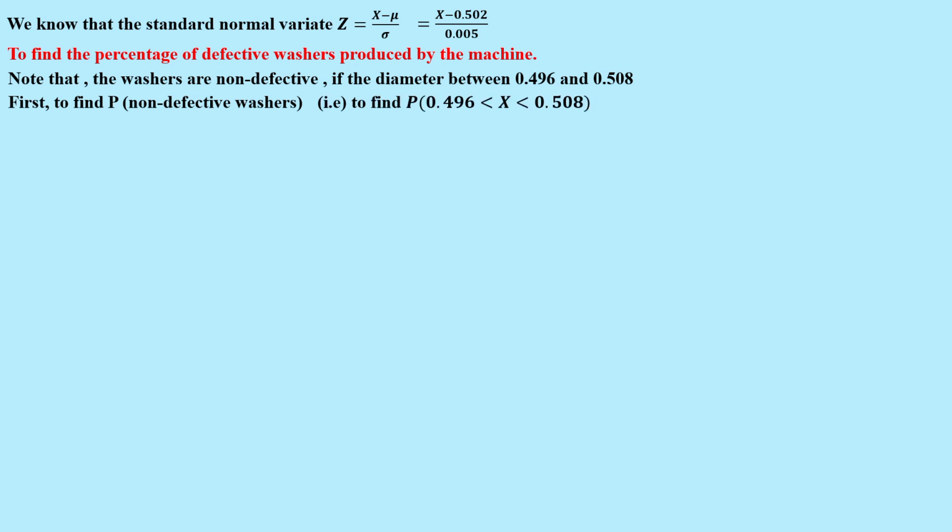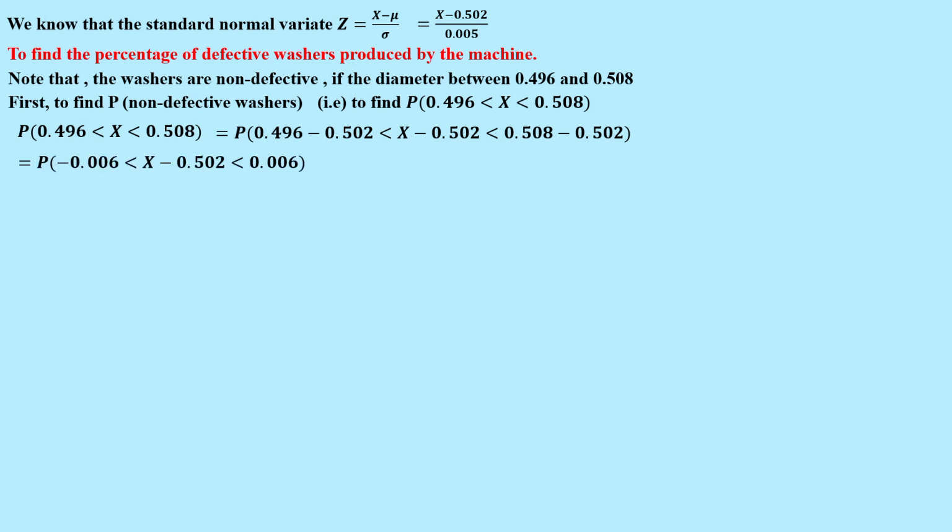That is to find the probability that washers, meaning x, lie between 0.496 and 0.508. Subtracting mu on both sides, probability of 0.496 minus 0.502, that is mu, less than x minus mu less than 0.508 minus 0.502. So you will get probability of minus 0.006 less than x minus 0.502 less than 0.006.